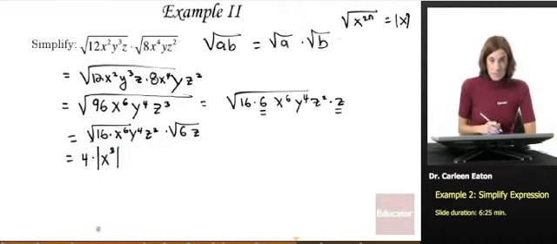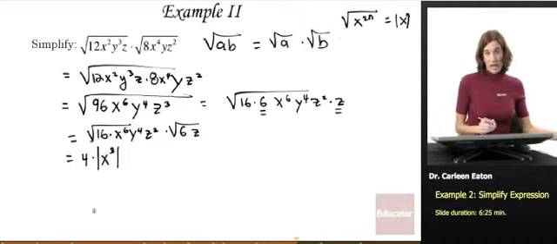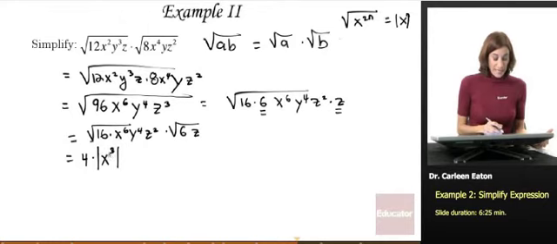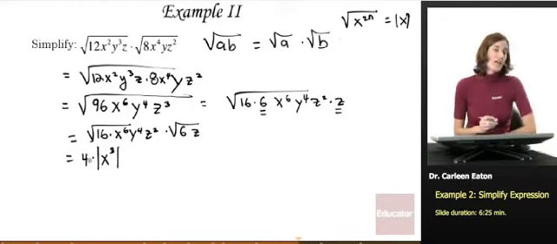Absolute value to ensure that I don't end up with a negative, because I do not want the negative square root since there's a radical. And I don't actually know what x stands for, so just to be sure, I need to include that absolute value.